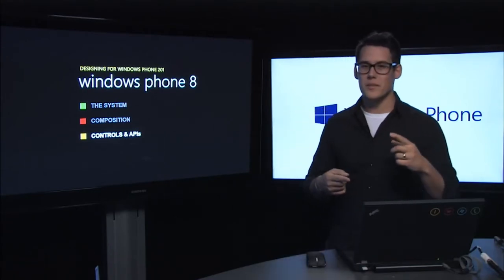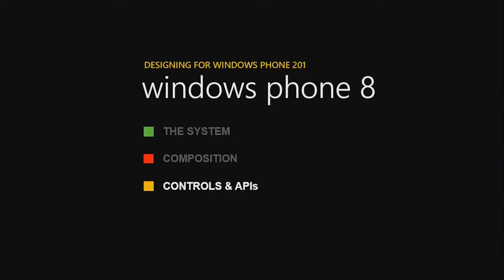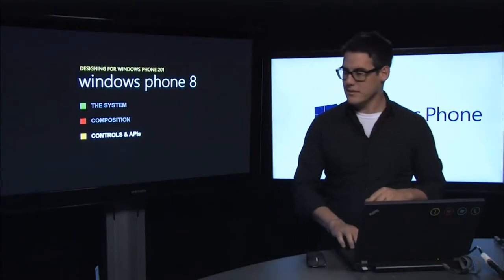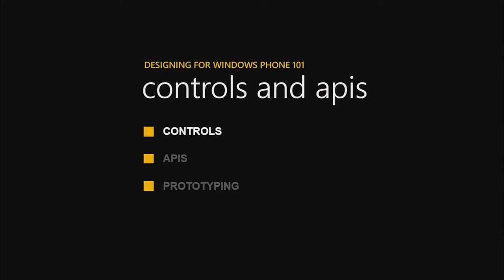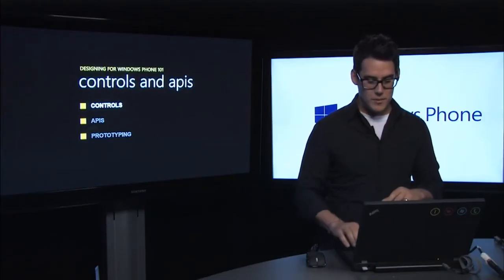In this section, we've talked about the system, the composition of Windows Phone pages, and now lastly, we'll be talking about the controls available to you and the APIs. I've broken it down into controls, of course, and the APIs. And lastly, we'll finish up with actually putting a little bit of UI on the device with some prototyping with those controls and with those APIs.